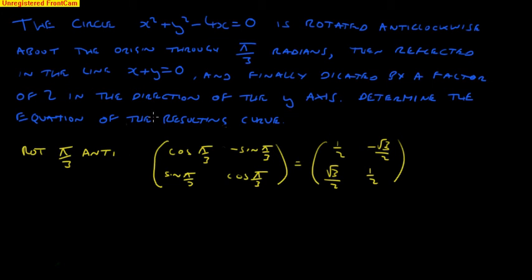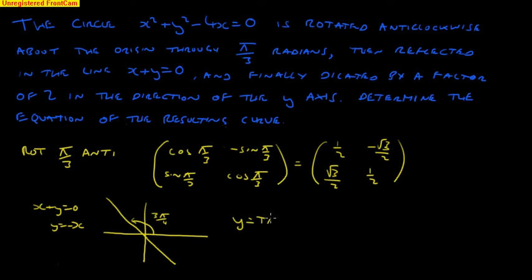Then we've got a reflection in the line x plus y equals 0. So that's y equals negative x. We just want to find the angle of the line that's being reflected. So y equals negative x is this line here. The angle measured from 0 round to there is 3 pi on 4. So this is the line y equals tan 3 pi on 4 x.